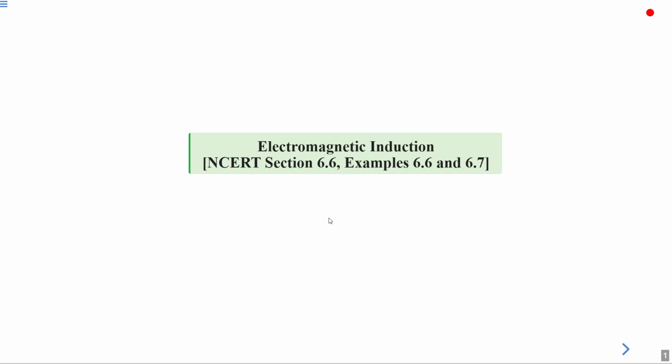So the topic that we are going to discuss today is electromagnetic induction, NCERT section 6.6, example 6.6 and 6.7.